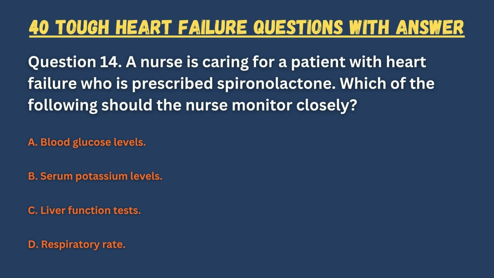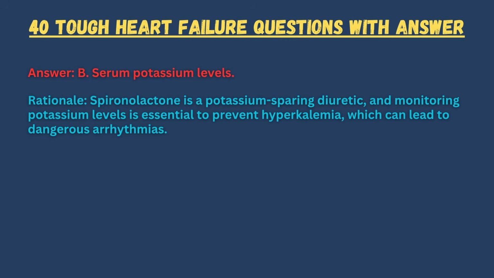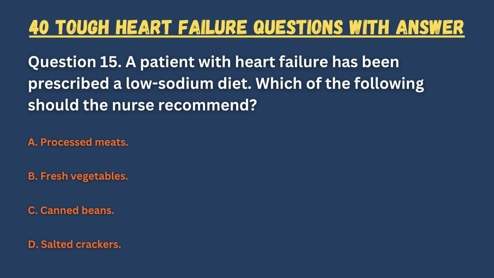Question 14. A nurse is caring for a patient with heart failure who is prescribed spironolactone. Which of the following should the nurse monitor closely? A. Blood glucose levels. B. Serum potassium levels. C. Liver function tests. D. Respiratory rate. Answer: B. Serum potassium levels. Rationale: spironolactone is a potassium-sparing diuretic, and monitoring potassium levels is essential to prevent hyperkalemia, which can lead to dangerous arrhythmias.